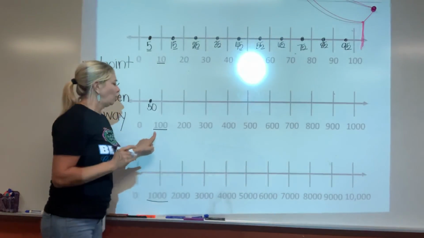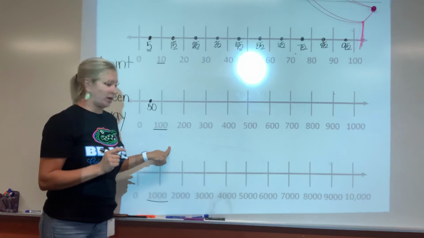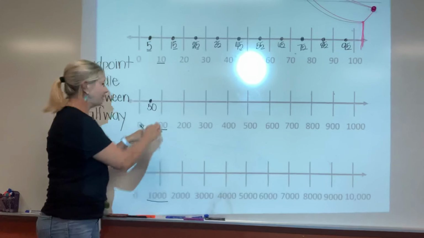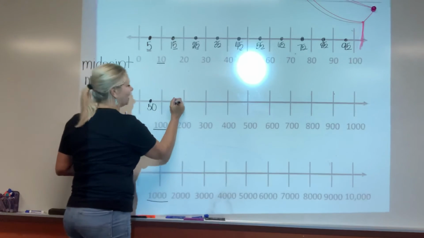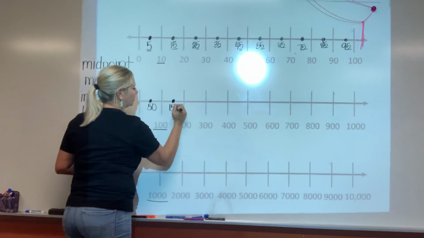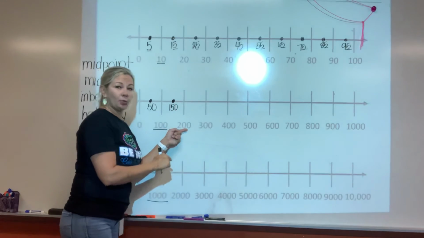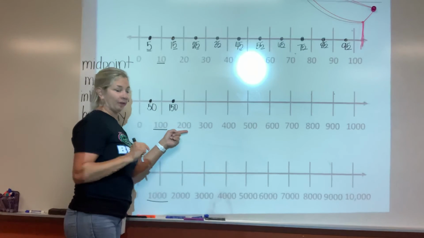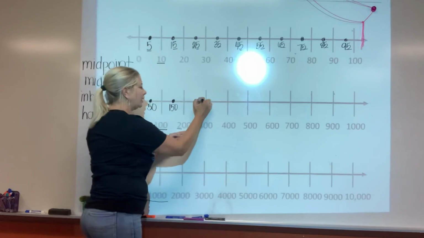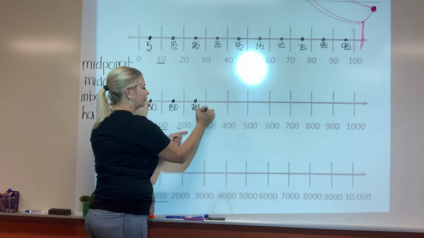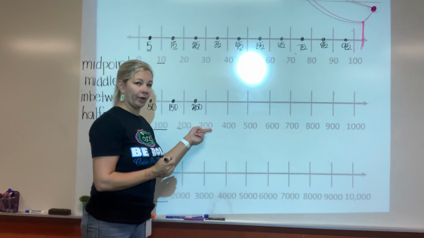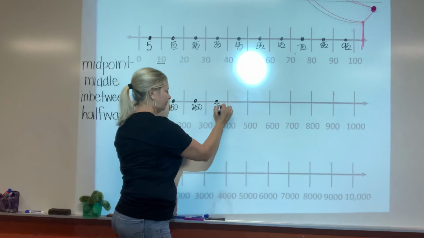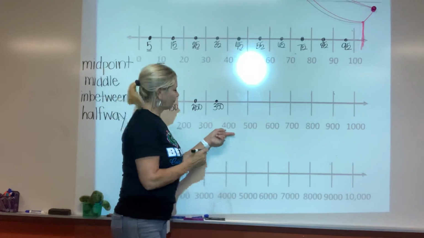So now, what number do you think comes in between 100 and 200? It's going to be 150. That's our midpoint. Okay? What number comes in between 200 and 300? Look at these two when you think about it. That's right, 250. What number comes in between 300 and 400? 350. Do you see the pattern now?